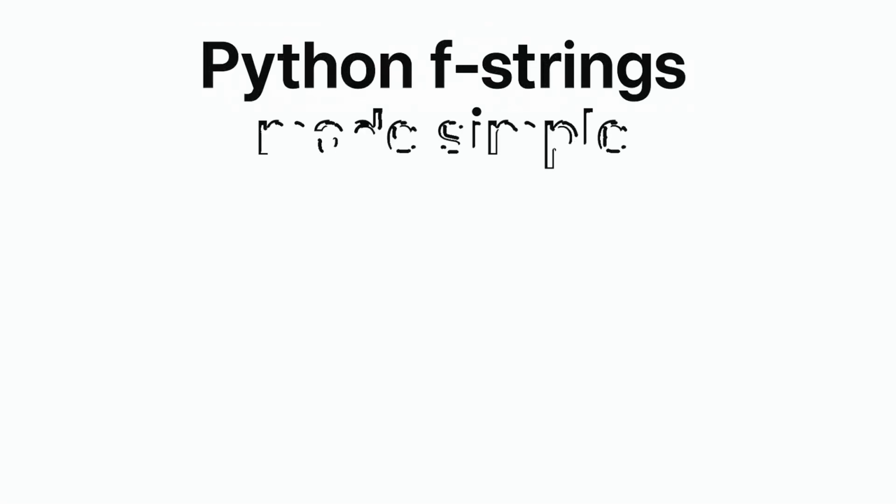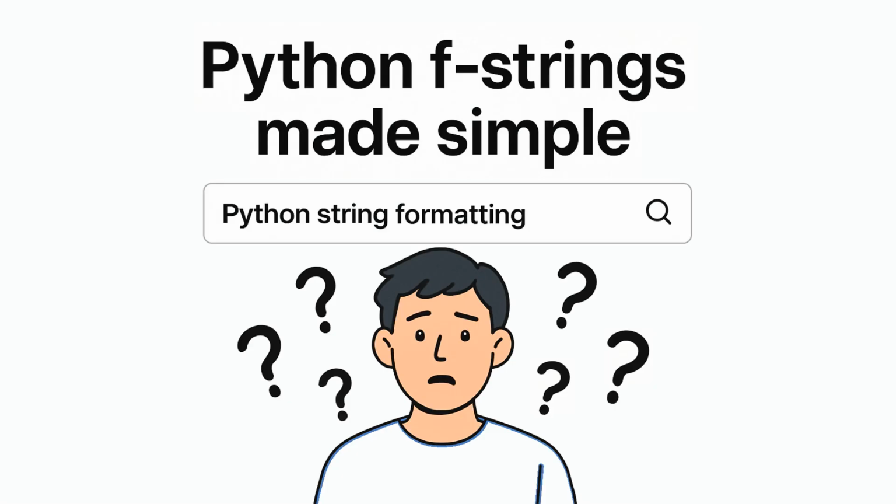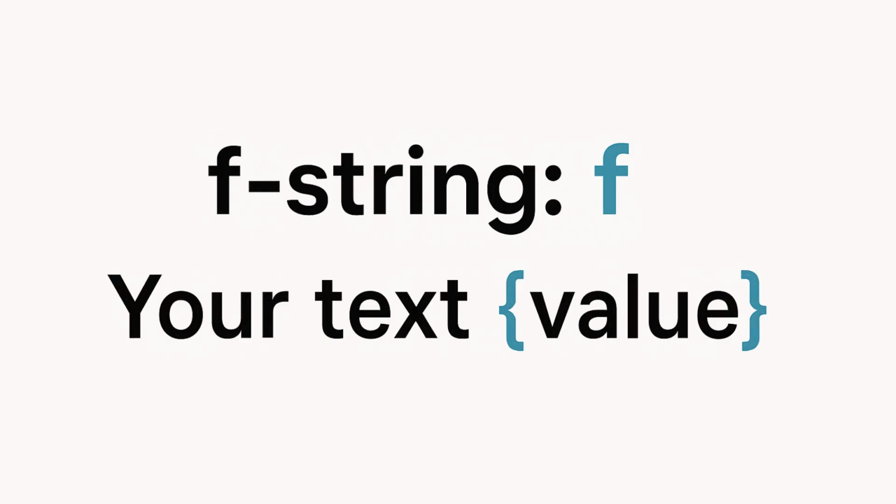In this video, we're going to make Python f-strings feel simple. If you've ever searched Stack Overflow for Python string formatting and felt overwhelmed, this is for you. Let's start with the basic idea. An f-string is just a normal string with a letter f in front and placeholders inside curly braces.